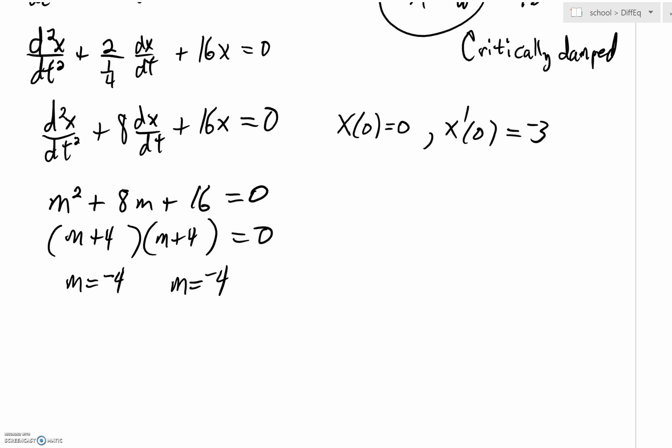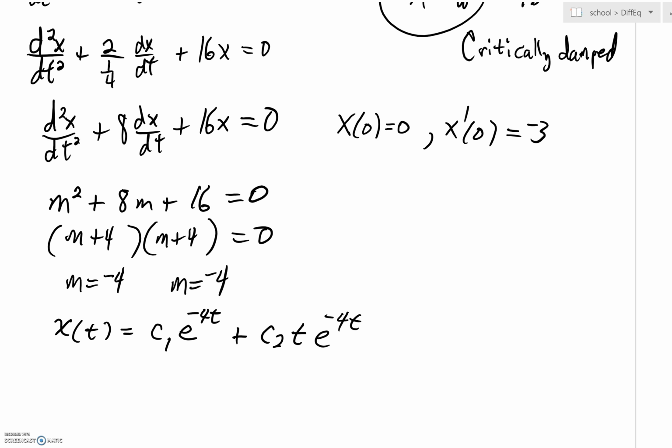So imagine that you saw this a ways back. What would our solutions look like? C1 e to the negative 4t. Remember, t is our independent variable. Oh, be careful. Yeah, c2 t e to the negative 4t, right? X itself is our position here, and our independent variable, what we normally have used as x, is actually a t. Okay? We doing okay so far?